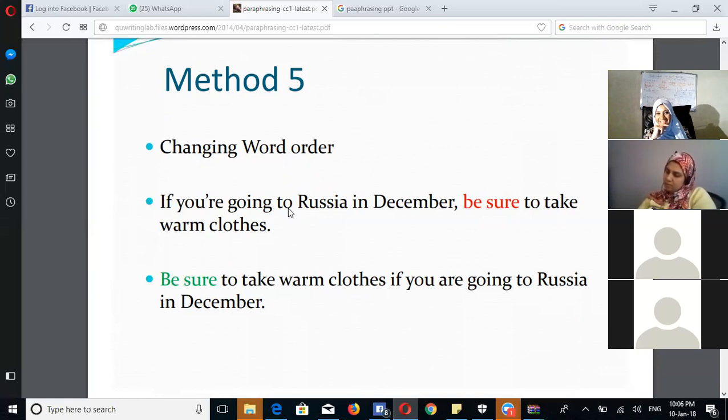Again. Okay. Same idea mentioned here. Don't add or omit. Okay. Make sure to hold warm clothes or to bring warm clothes because the weather while you are going to Russia in summer. Okay. Be sure to take.